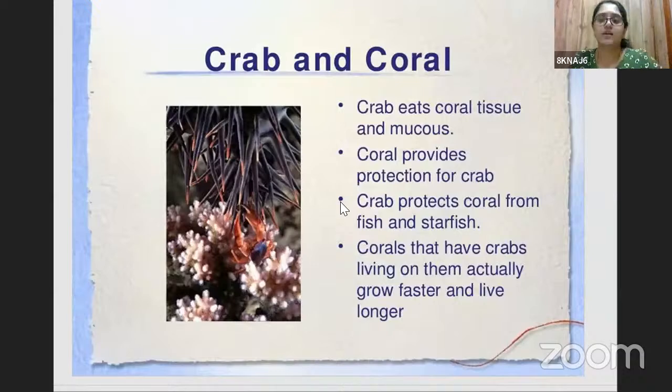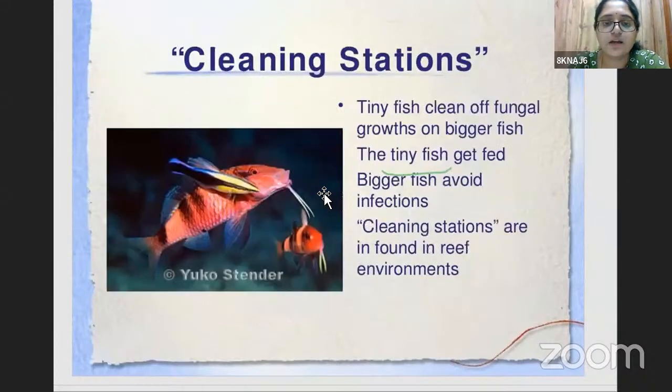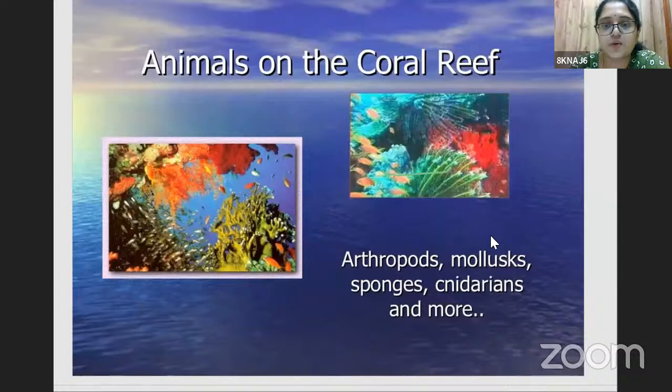And then crabs and corals. The crab eats the coral tissue and mucus. At the same time, the coral provides protection for the crab. So it's a symbiotic relationship again. And there are also cleaning stations, because tiny fish feed off the fungal growths, and these cleaning stations are present in the reef environments. So you have a lot of animals present on the coral reefs.